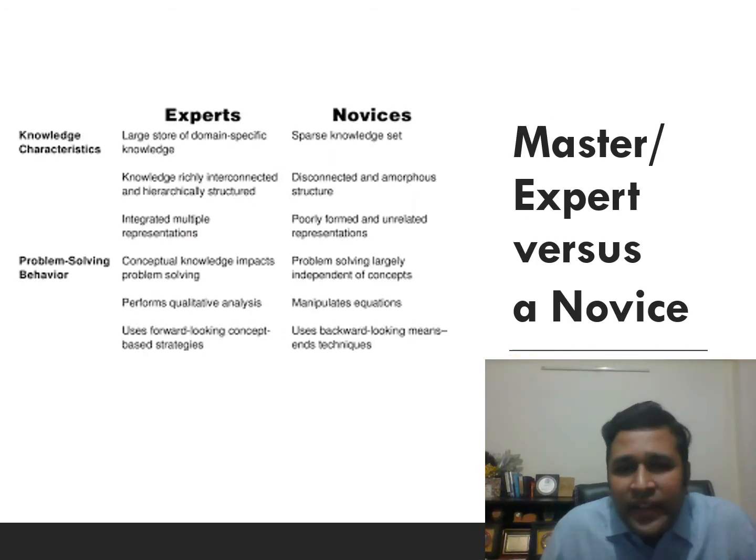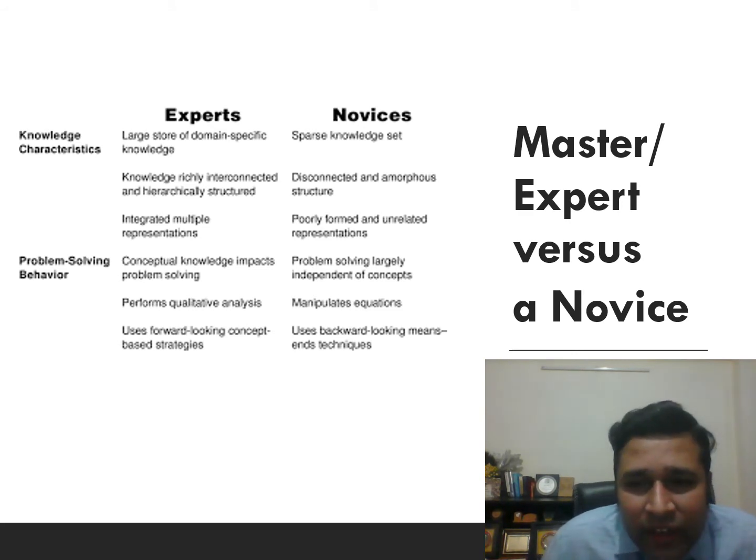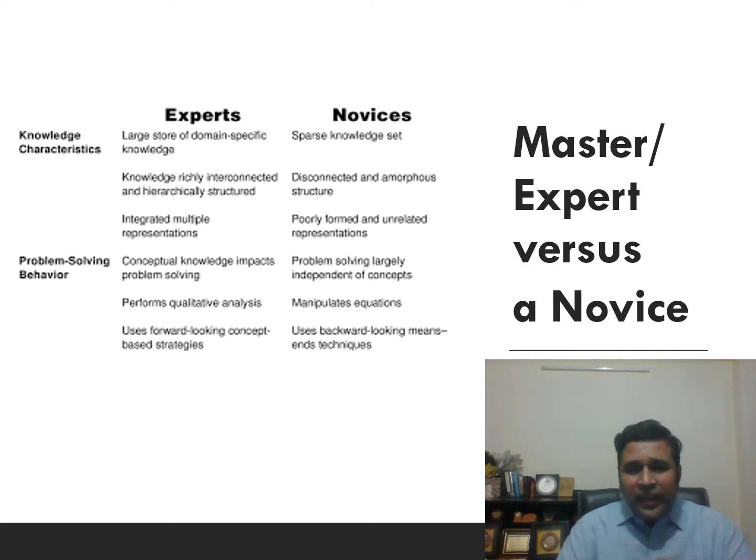If we compare a novice and an expert, in terms of knowledge and skill characteristics as well as problem solving behavior, we will find that novices have a sparse knowledge set while experts have a large store of domain specific knowledge. An expert is one who has expertise in and exposure to whatever is happening in the field, and has a knowledge base regarding current developments in the field. A novice has a disconnected and amorphous structure. He is not able to connect the various bits and pieces that are there, while an expert has knowledge richly interconnected and hierarchically structured. So an expert has a very structured way of thinking on the whole process. So that is what an expert is.